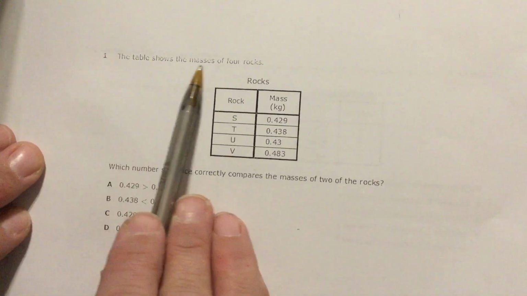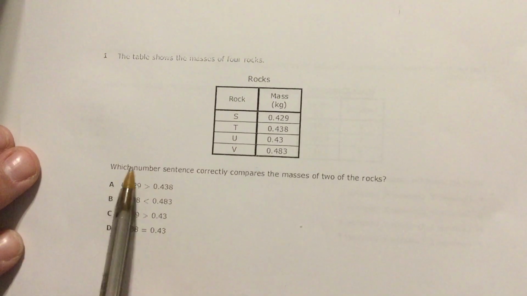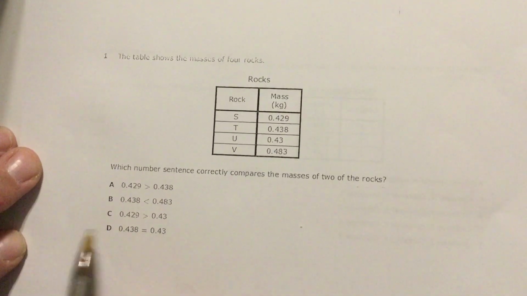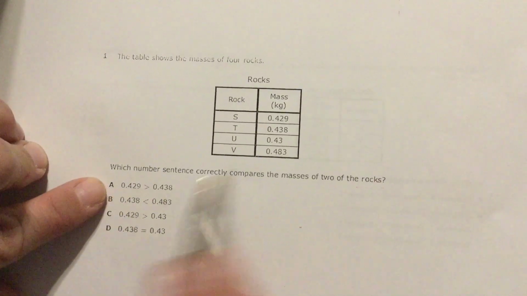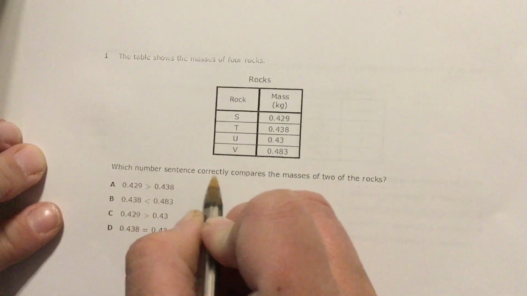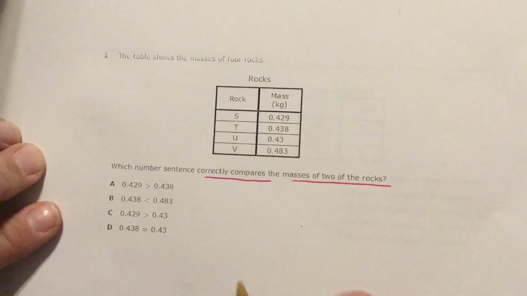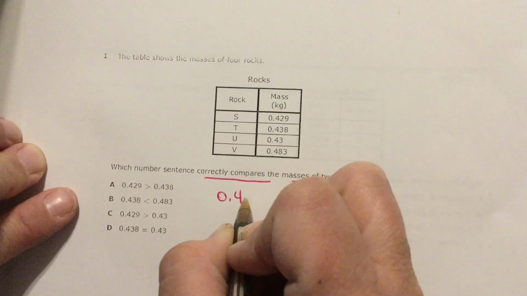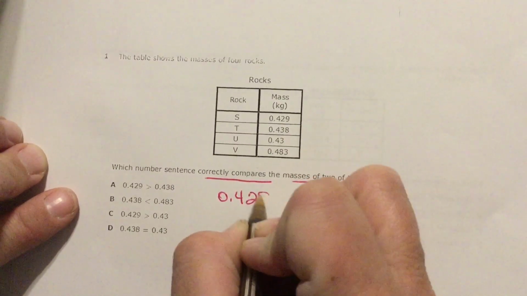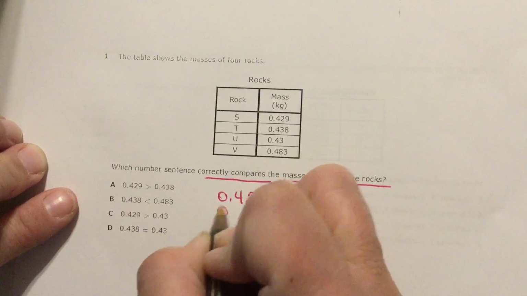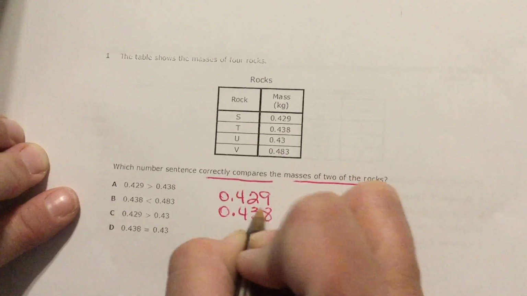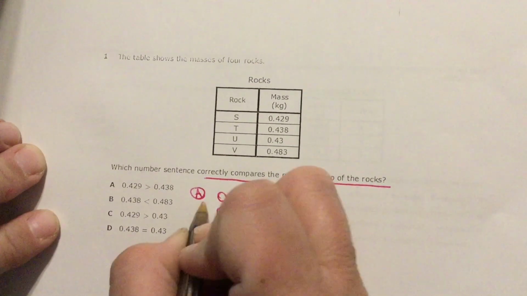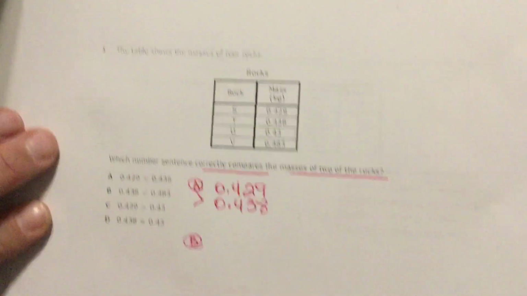It says, the table shows the mass of 4 rocks. Which number sentence correctly compares the masses of 2 of the rocks? So this is a comparing. Greater than, less than, or equal to. So what you should do, correctly compares the mass of 2 of the rocks. Okay? So you've got 0.429 and 0.438. So this is A.